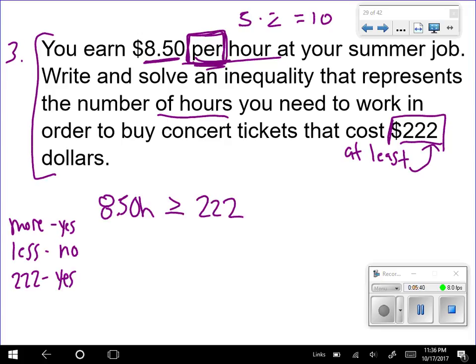From there, I'm going to solve this inequality, and then I can even graph it. So if I want to get H alone, I'm going to divide by 8.50 because I need to get rid of my 8.50 here, and those are being multiplied by each other. So I have H is greater than or equal to 222 divided by 8.50, and you can use a calculator.